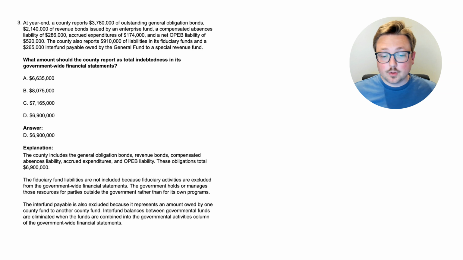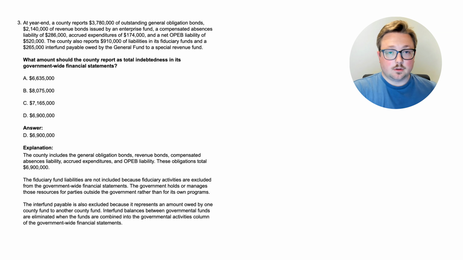The interfund payable is also excluded because it represents an amount owed by one county fund to another county fund. Interfund balances between governmental funds are eliminated when the funds are combined into the governmental activities column of the government-wide financial statements. So we learned a very important rule there.